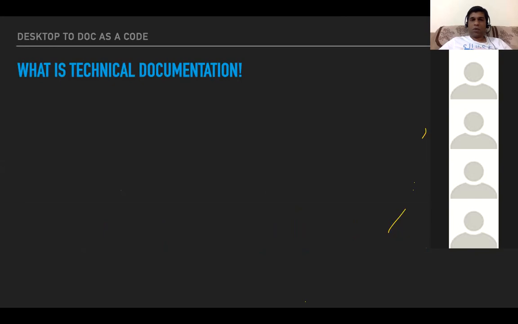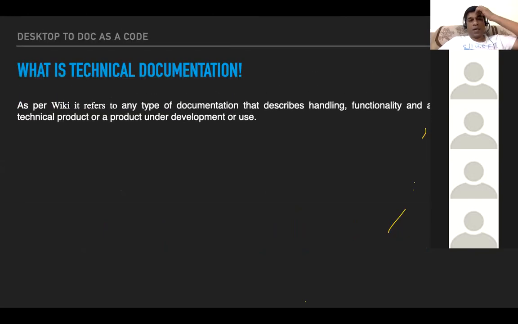As per Wiki, as you can see on the screen, it refers to any type of documentation. You can read this, I'm not going to read it. So this is basically any type of documentation which talks about a product. This is how Wiki defines it. Here the error messages and all are not part of this definition.